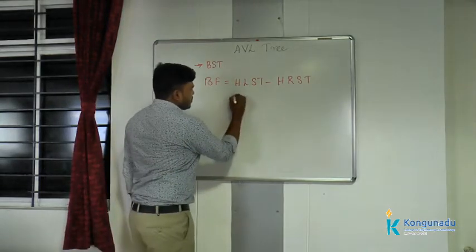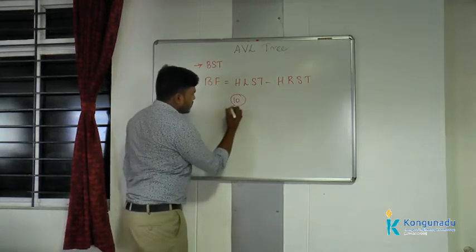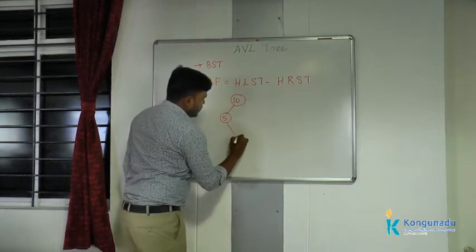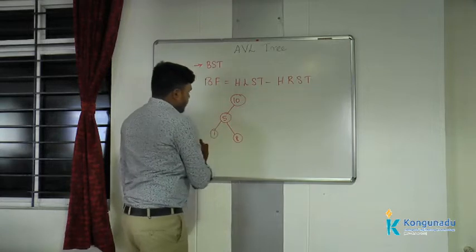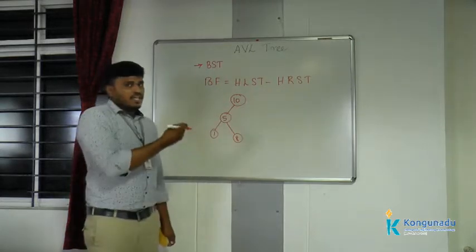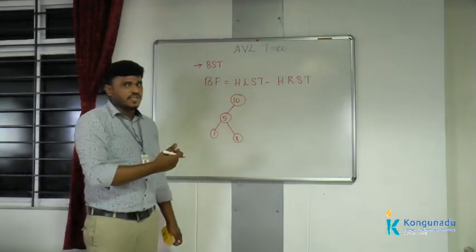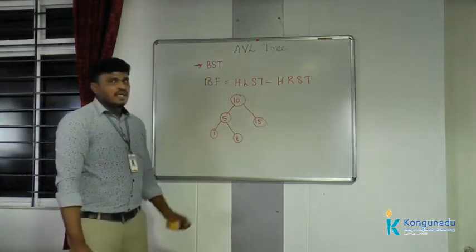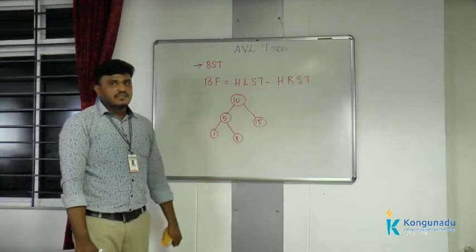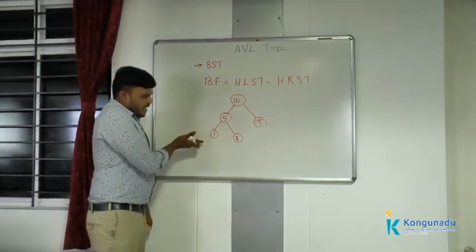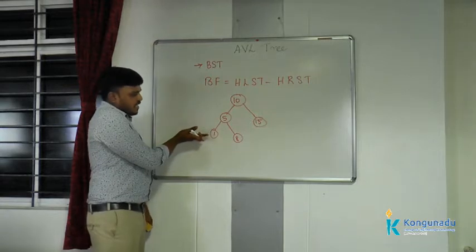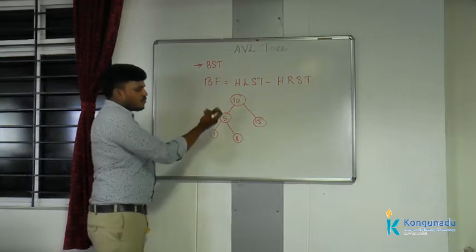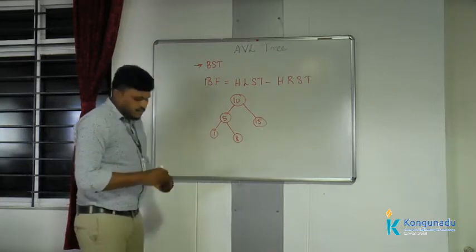Consider a tree. 10 is the root. Here 5, here 8, here 1. Whatever node we are creating, we have to check the properties of a binary search tree. And here we have 15. Consider this tree. In this tree, we are going to calculate the balance factor. When calculating the balance factor, we start with the leaf, then the next level, then the second level, like that we have to move. So here I am calculating the balance factor.